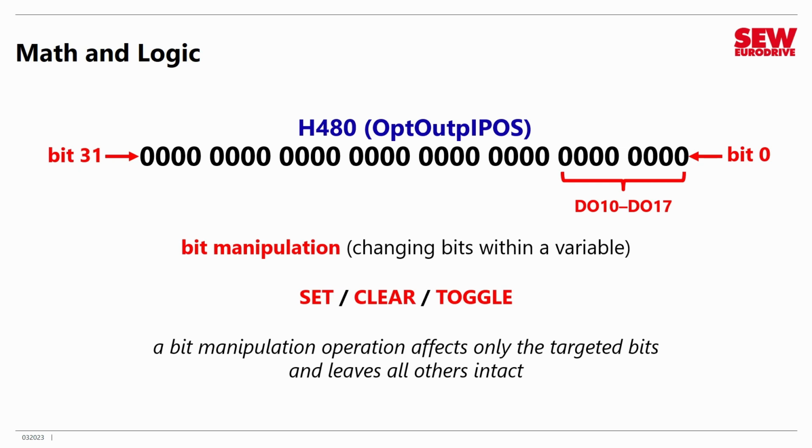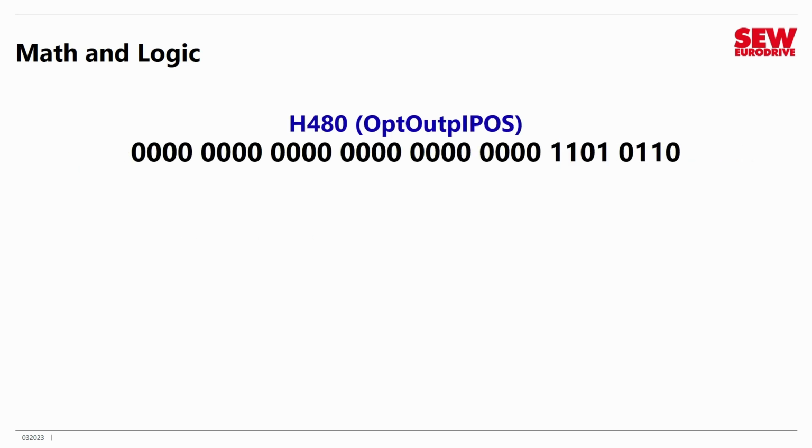All right, let's do a little bit manipulation. Let us say our goal is to turn DO13 and DO15 on. We want to set those bits. So here are the bits in question. We want to change those two so they're on. We want to set them.